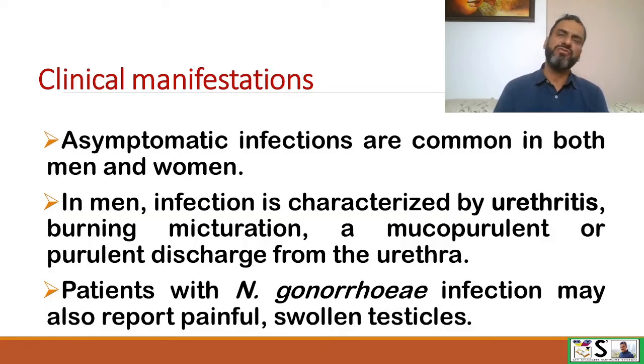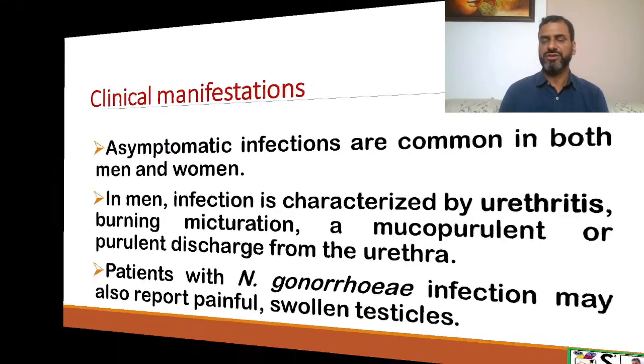In men, infection is characterized by urethritis, meaning inflammation or infection of the urethra, which leads to burning micturition, meaning slight burning pain during voiding or urination. There is mucopurulent or purulent discharge from the urethra. Patients with Neisseria gonorrhoeae infection may also report painful swollen testicles.